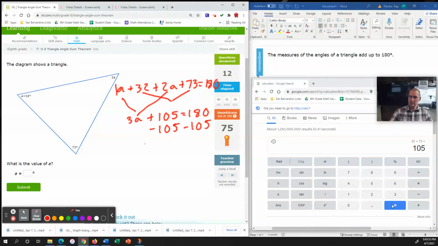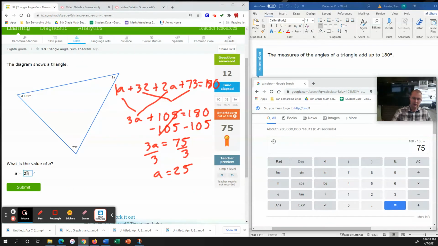On the left side, 3a comes down. 105s are out. And 180 minus 105 is 75. So 3a equals 75. Now, just use a little trick of money. I'm trying to think, well, what 3 coins could give you 75 cents? Oh, yeah, a quarter, right? 25. So 75 divided 3 will give you a of 25. So here we go. I'll plug in a as 25.